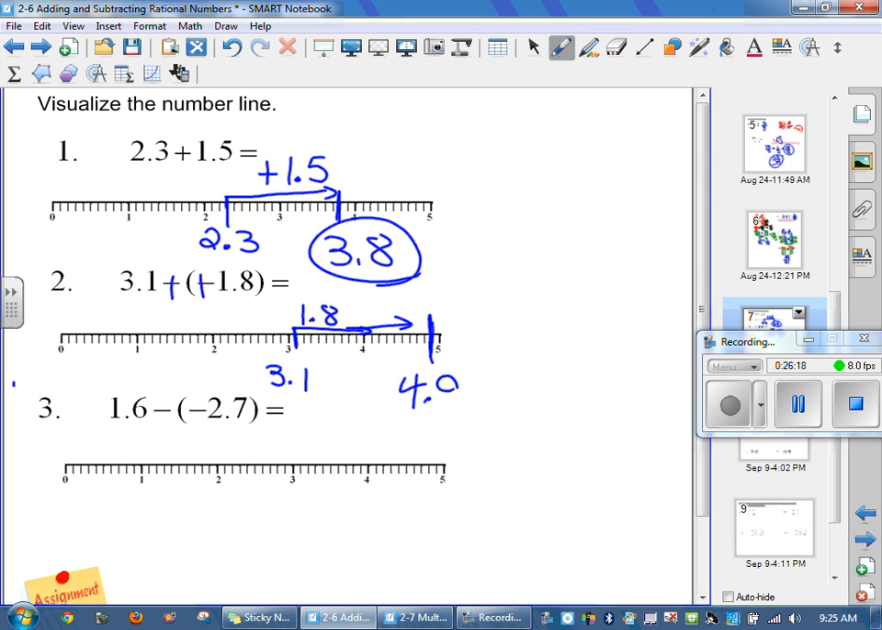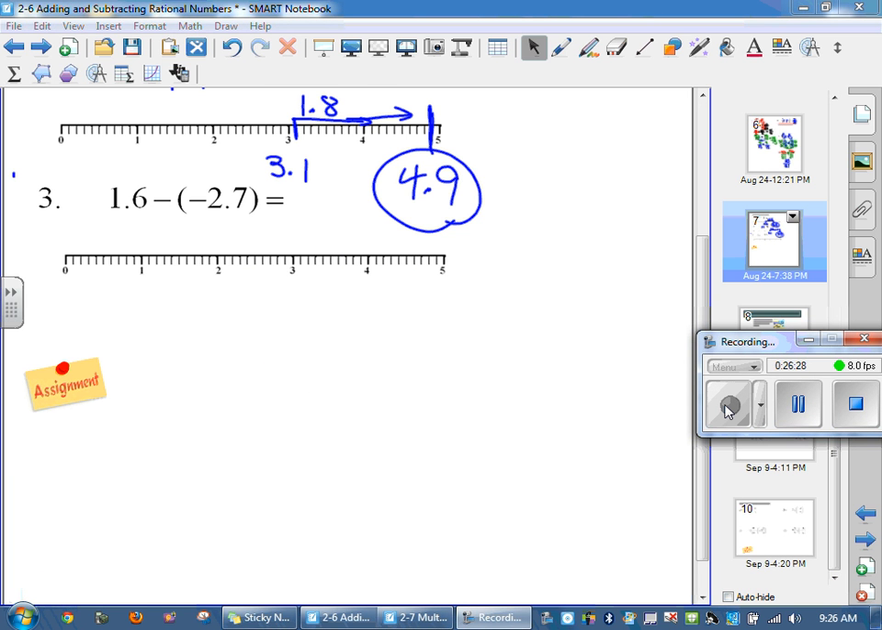Okay, let's see how far you got. So you're going to find 1.6. You count 6 notches in. 1.6. Remember, the 2 signs in the middle, same signs, will change to pluses. So we're adding. We're going to add 2.7. And where should we end up? At 4.3. Good. We're way over here at 4.3. Good job.